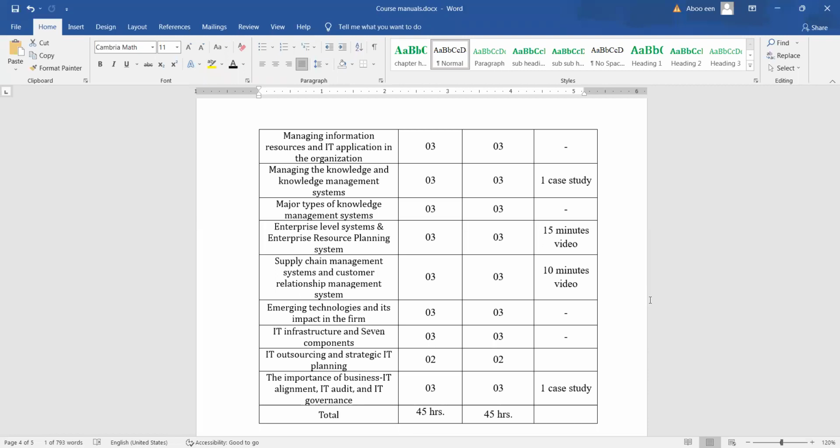IT infrastructure and 7 components. So we will discuss what is IT infrastructure, what are the IT infrastructure components, and what elements come under each IT infrastructure component.